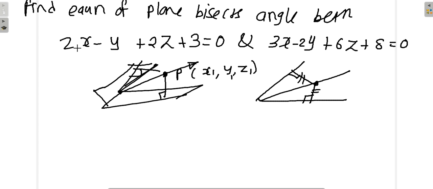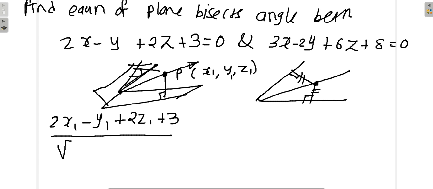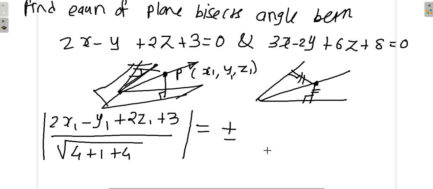So this is ax1, by1, cz1 like that. So (ax1 plus by1 plus cz1 plus d) upon under root of a square plus b square plus c square must be equal to, please note, plus or minus. When we open the mod, we will do plus or minus. Now we have got a mod.